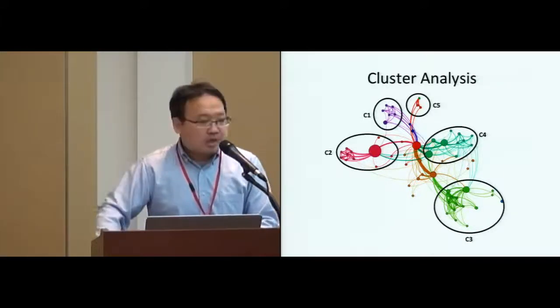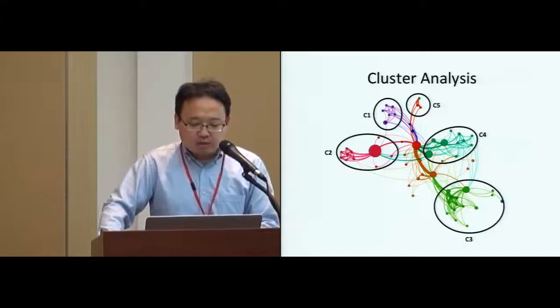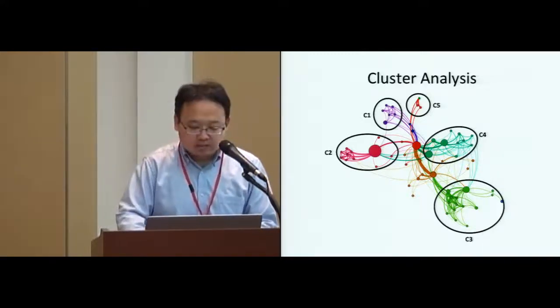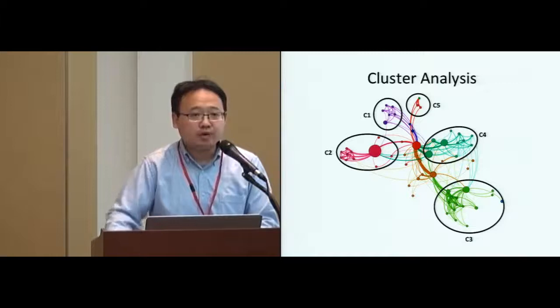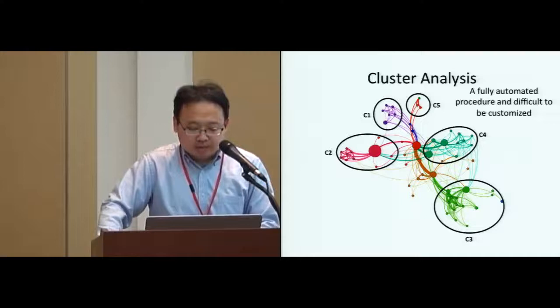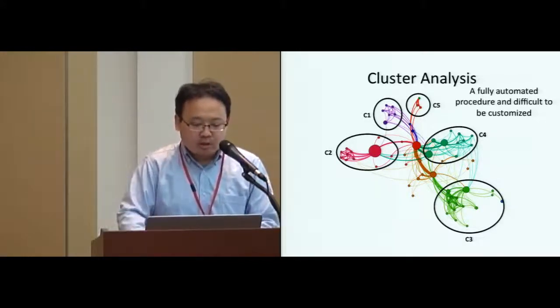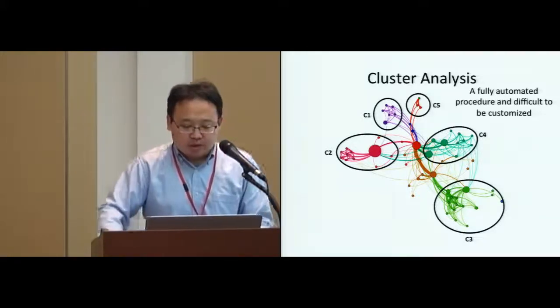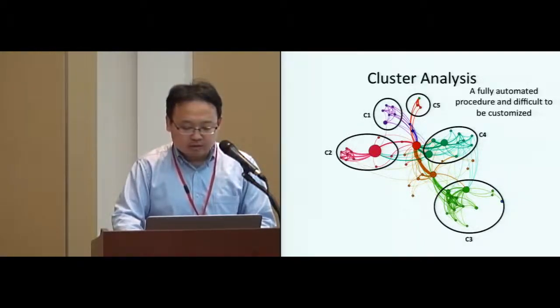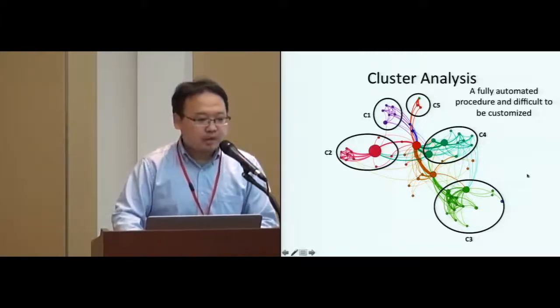So cluster analysis actually is one of the most important tasks for both the ordinary graph and the multivariate graph data. It helps to group those most related data atoms together and find communities in a social network, for example. However, traditional cluster analysis methods are a kind of fully automated procedure, which means once the number of clusters is given, the algorithm will compute to find the clusters automatically without any supervision by analysts. So this procedure is difficult to be customized.